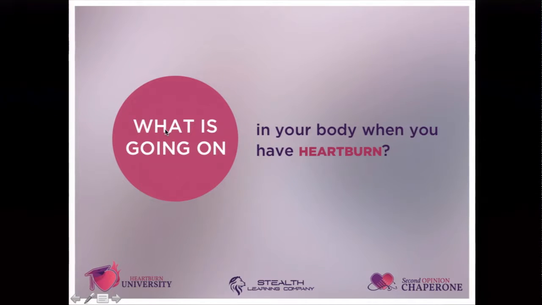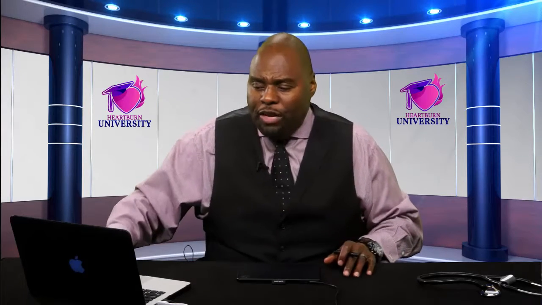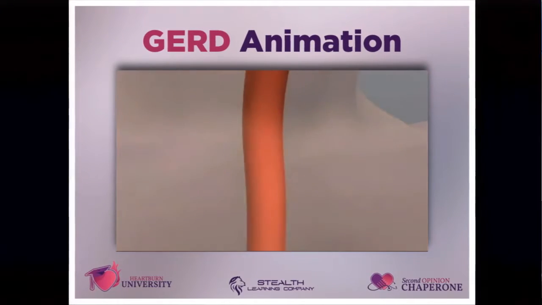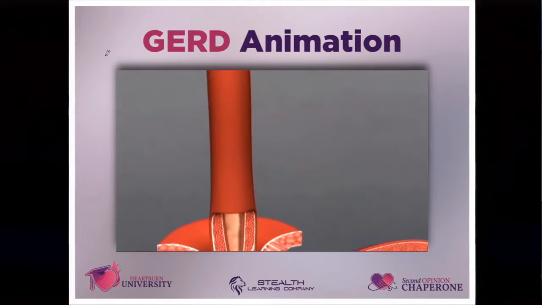Now, what's actually going on? I want to take a deeper dive into what's going on anatomically when you have reflux. So bear with me as we go here to this animation. Here we are, the food is going down the food tube. And here is the food tube, or what's that word? The esophagus. It starts with an E.